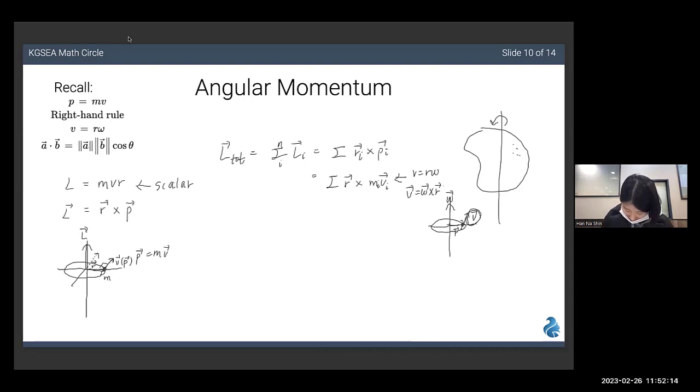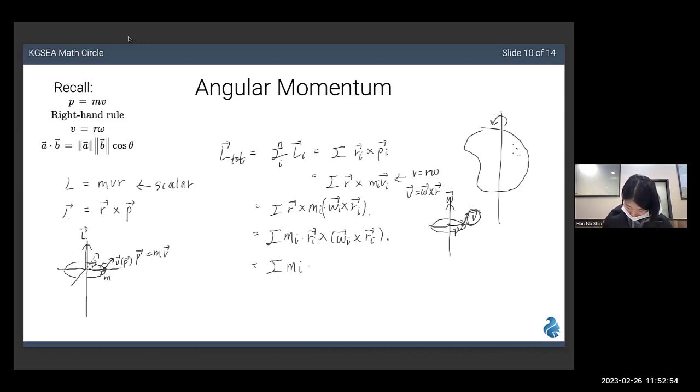So v equals omega cross r. So now let's just continue with our equation. Omega cross r. And because mass is just constant, we can also move that out. m times r cross omega cross r.